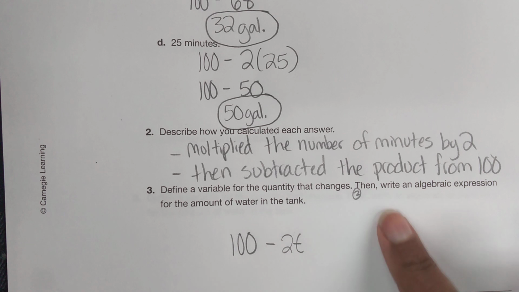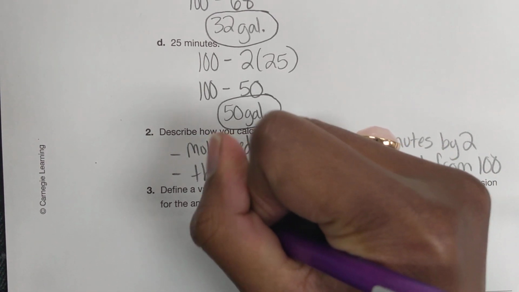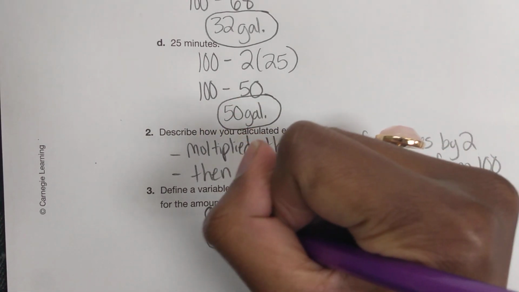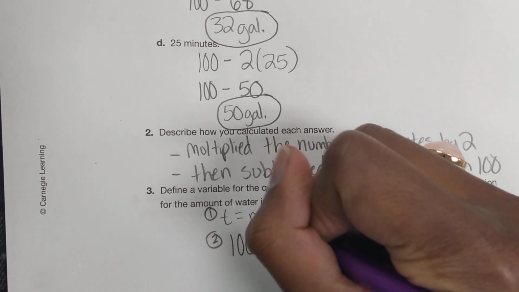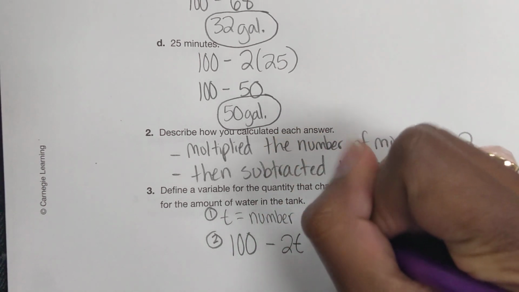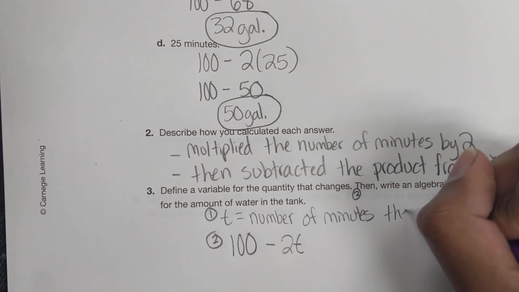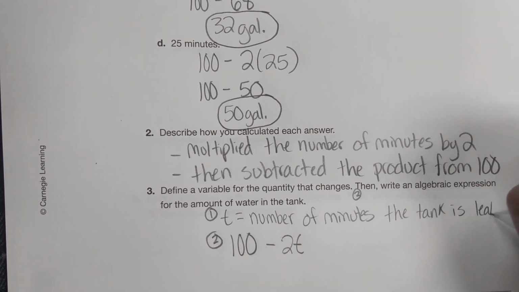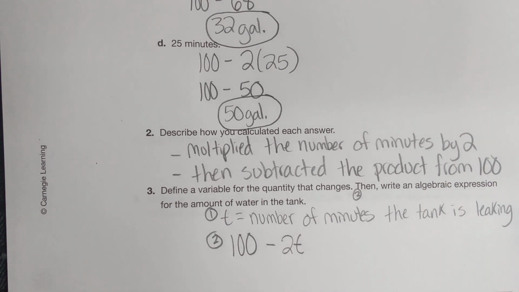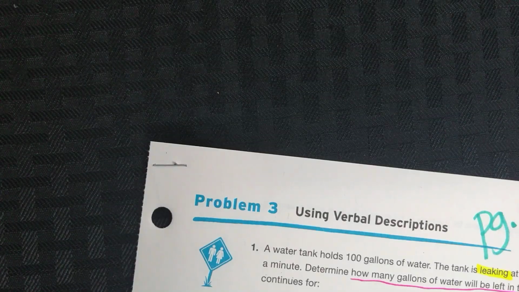Define a variable. I chose t, so I need to define what t represents. T is the variable I chose, and it represents the number of minutes the tank is leaking. Good. If you're done with that page, turn the page and meet me on page 538.